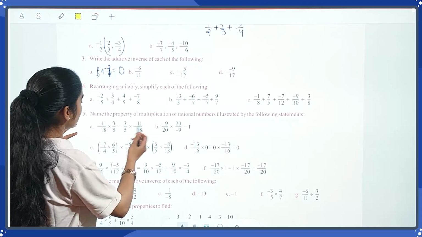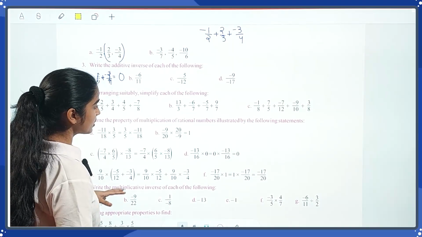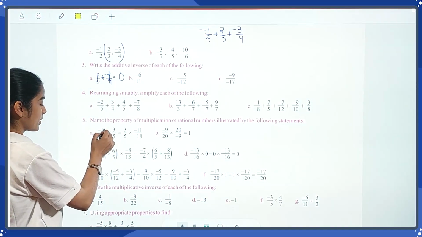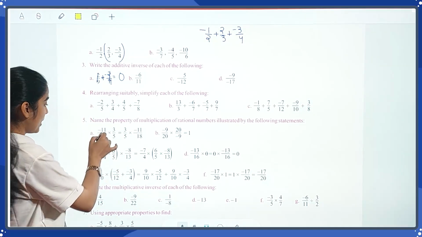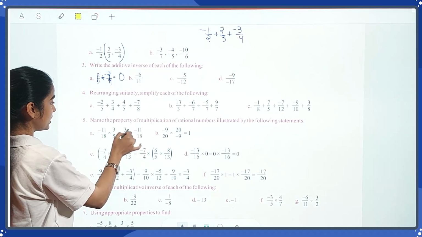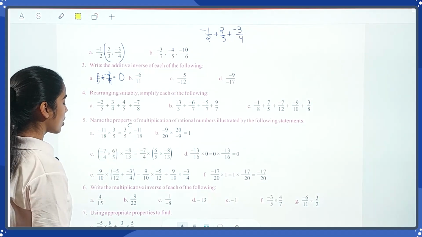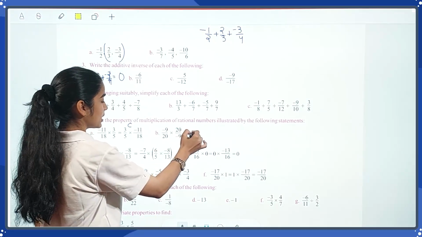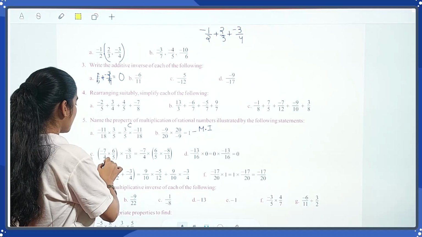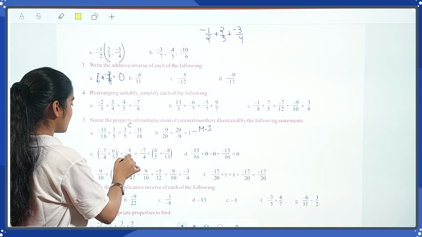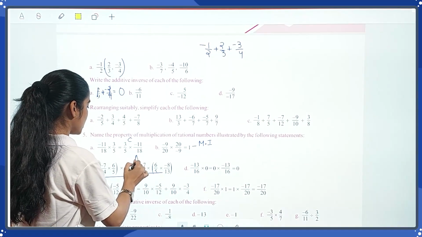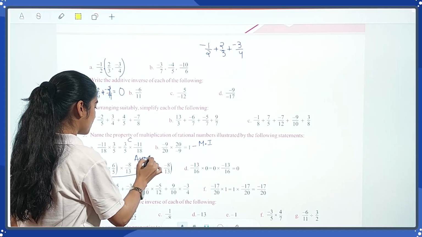Next we have: name the property of multiplication of rational numbers illustrated by the following statement. So what we do here, we change the order. Minus 11 by 18 multiplied by 3 by 5, 3 by 5 multiplied by minus 11 by 18. So this is an example of commutative property. This is multiplicative inverse. Minus 7 by 4 multiplied by 6 by 5 multiplied by minus 8 by 13. So what you do, you regroup the numbers, change the group. So it is an associative property.